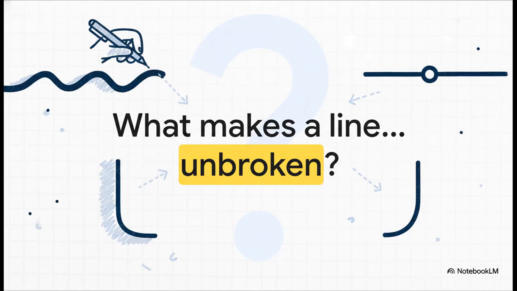I mean, we all get the basic idea. An unbroken line is one you can draw without ever lifting your pen from the paper. But what if there's a tiny, microscopic point missing? Or what if the line suddenly jumps from one spot to another? How can we be absolutely sure it's connected? That's the big mystery we're diving into today.